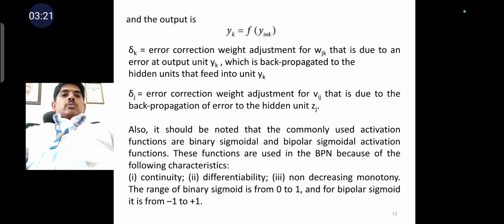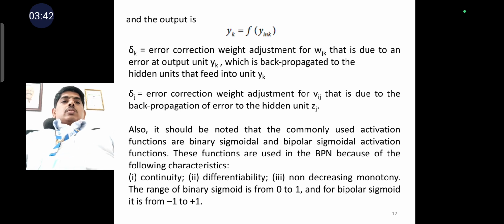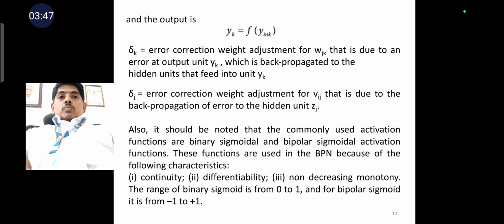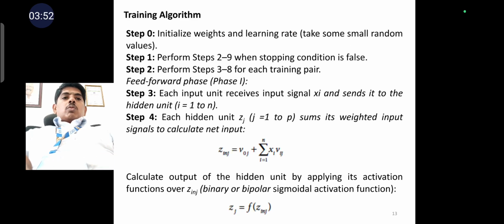Then the values we have to check against the target value. If there is an error, I have to update it. The error between the output layer and hidden layer we consider as del k, and the error between the hidden layer and the input layer we consider as del j. Based on our required output, we update the weights based on the target value. So this is the training algorithm of the back propagation neural network.